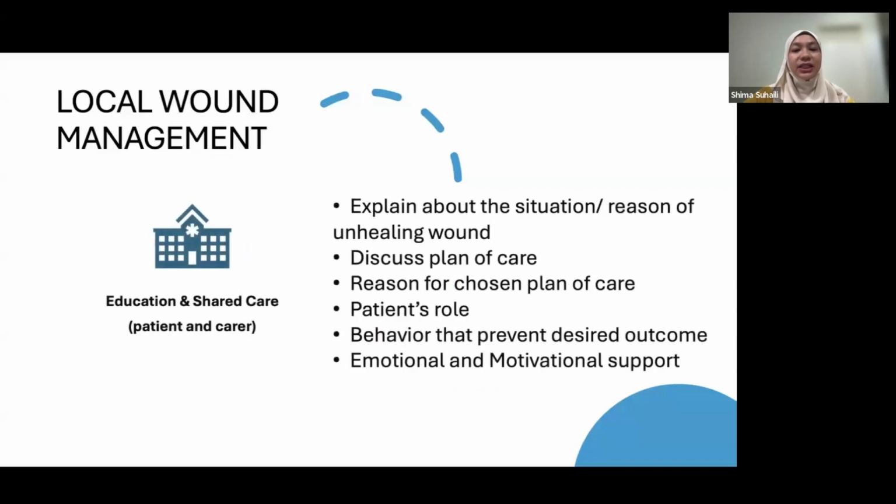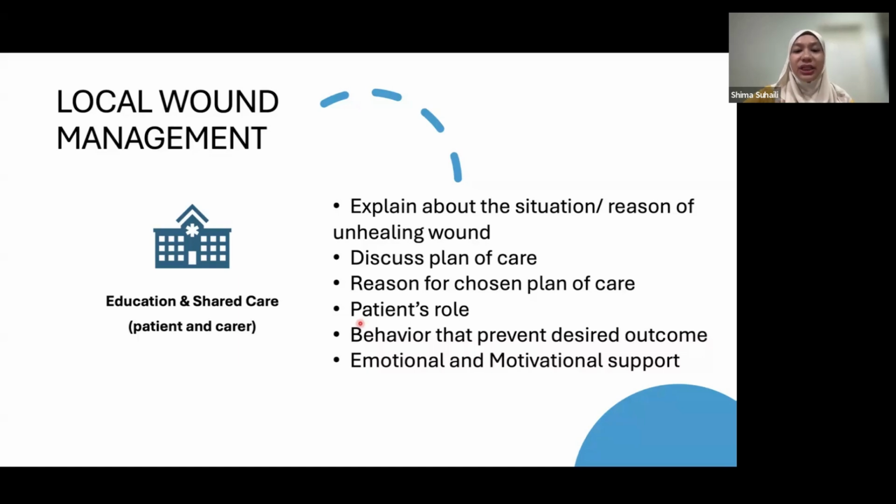Okay. Bila you dah ada you punya goal of treatment, only then you can educate and do shared care with the patient and also carer. We should explain to them about the situation of the wound and the reason why the wound failed to heal. And then subsequently, we have to discuss with them what our future plan of care is and the reason kenapa kita pilih that plan of care. And then from this, kita kena explain to the patient what their roles are in managing their wound care.